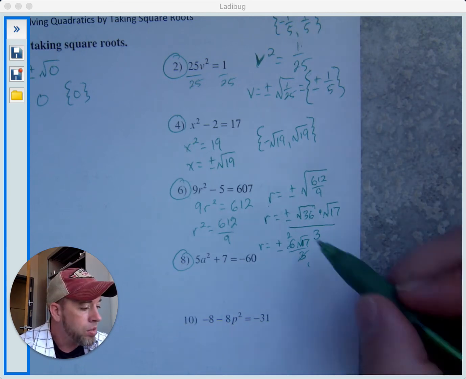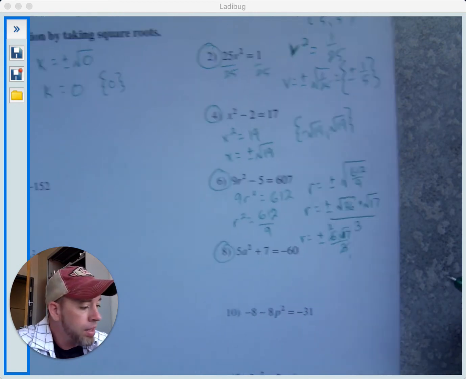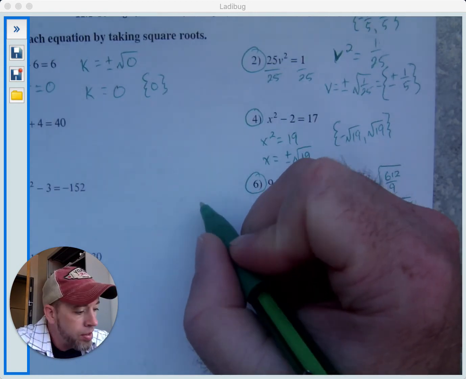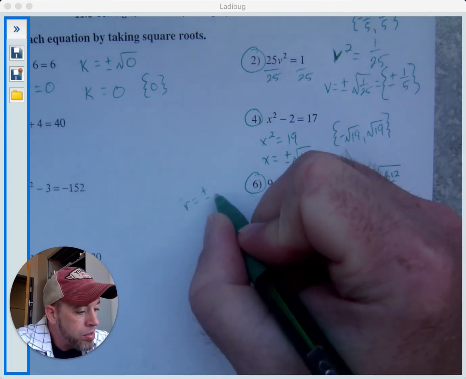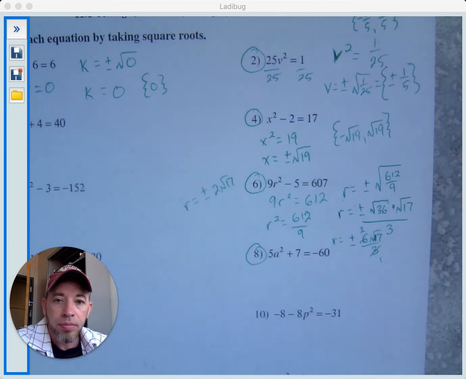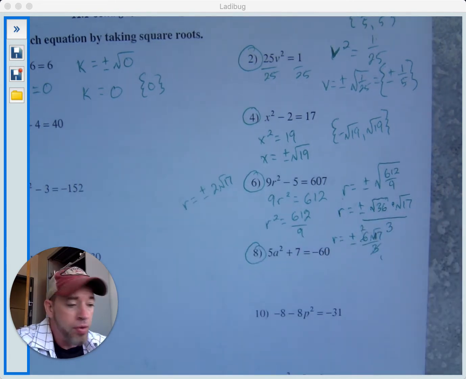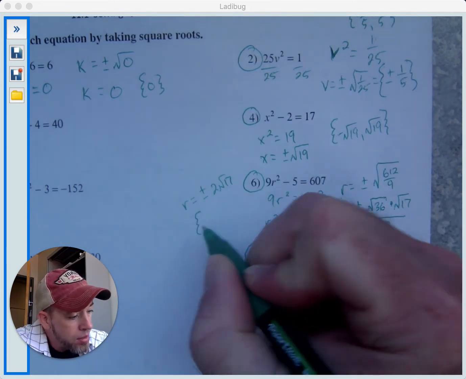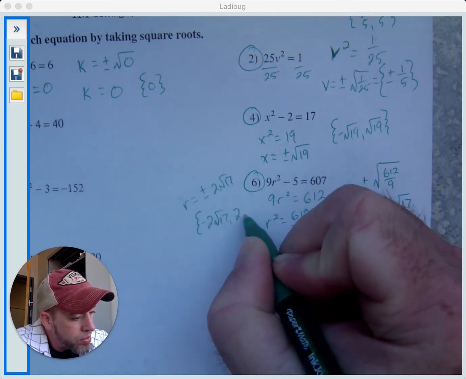So we get 2 square root of 17. And so let's clean up my answer a little bit. I'll write it out here to the left. R is equal to plus or minus 2 square root of 17. All right. So those are your two answers in a simplified form. In set symbols, I have negative 2 square root of 17 and positive 2 square root of 17.